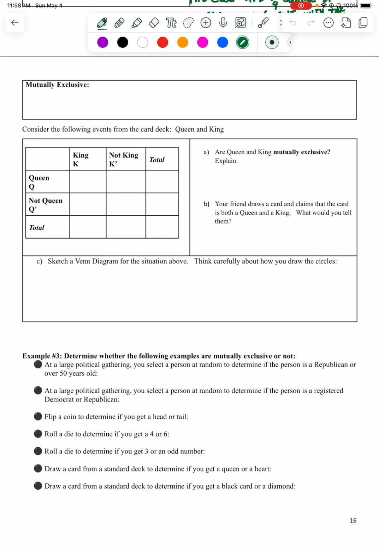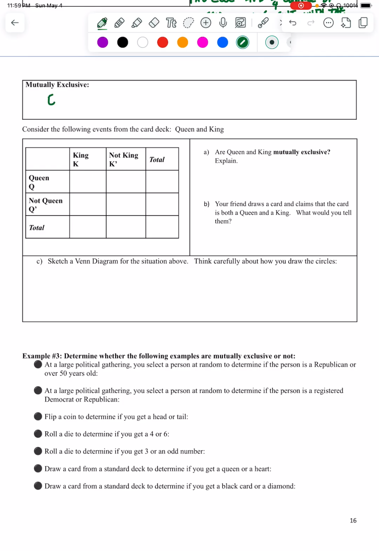All right, so this is part two of lesson 9D, and we will start with the definition of mutually exclusive. So, what are events that are mutually exclusive? What does mutually exclusive mean? Mutually exclusive means that events cannot occur at the same time. So when we use the words mutually exclusive, that means they cannot happen at the same time.